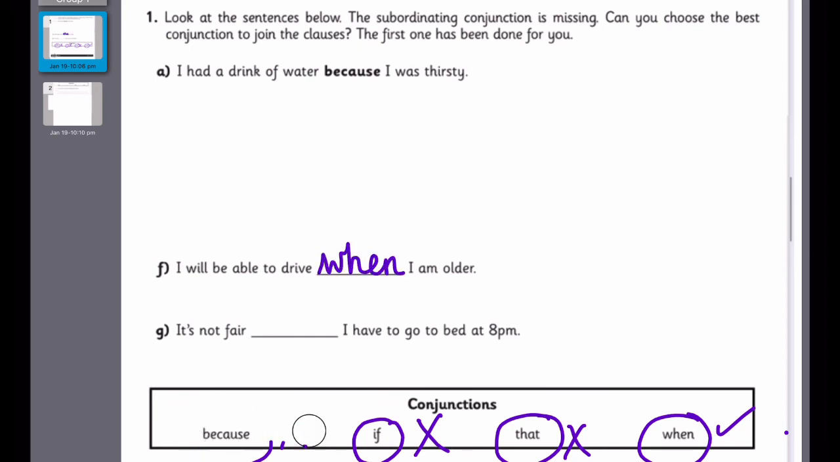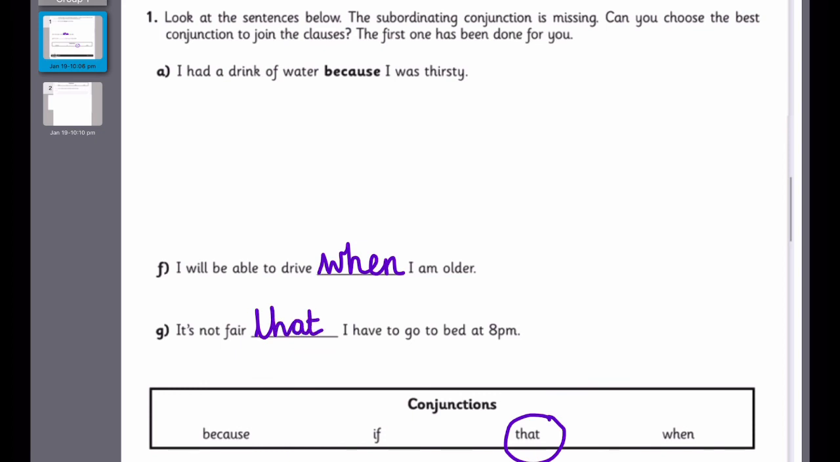Let's try the second one. It's not fair. I have to go to bed at 8 p.m. What conjunction fills the gap? It's not fair because I have to go to bed at 8 p.m. Could be. It's not fair if I have to go to bed at 8 p.m. Could be that one. It's not fair that I have to go to bed at 8 p.m. That one sounds good. It's not fair when I have to go to bed at 8 p.m. Do you know what, Year 2? They could all fit that gap because they all make sense. But I think the best one that makes sense is the word that. It's not fair that I have to go to bed at 8 p.m.